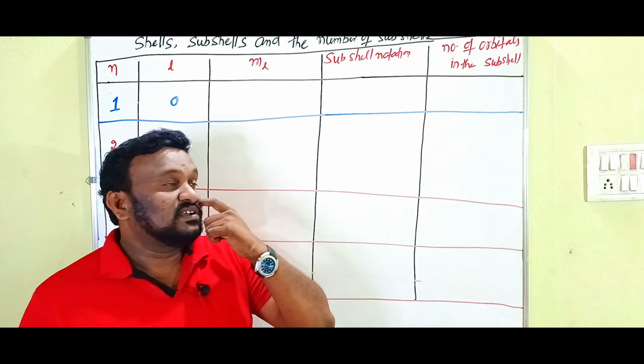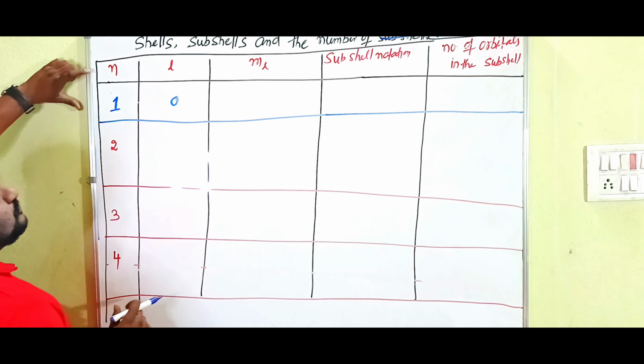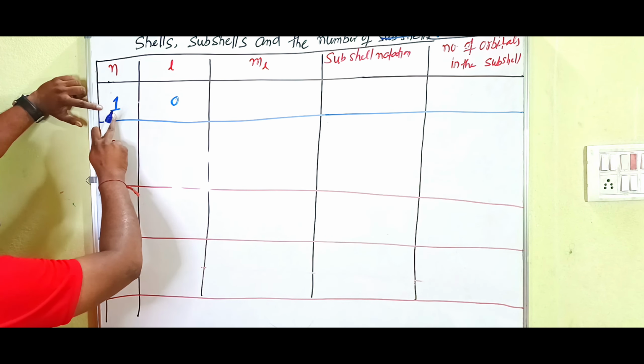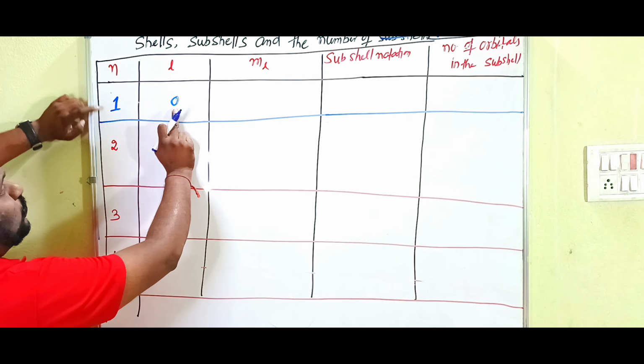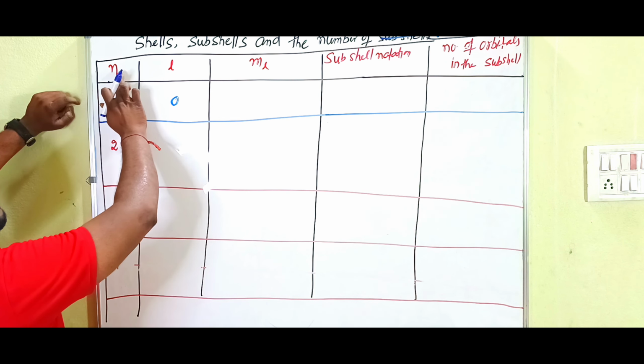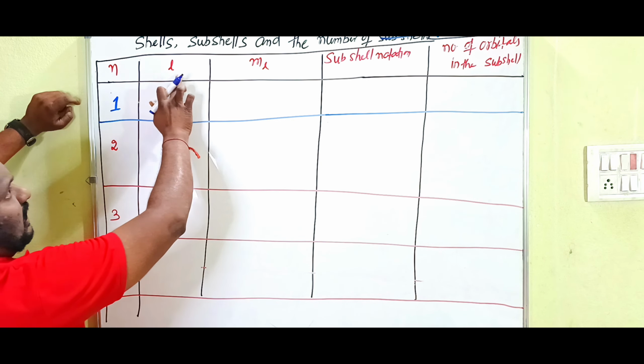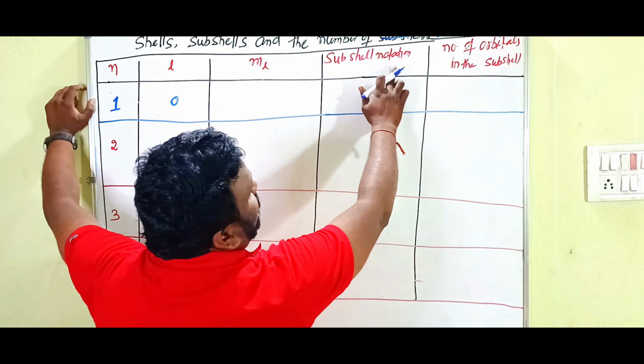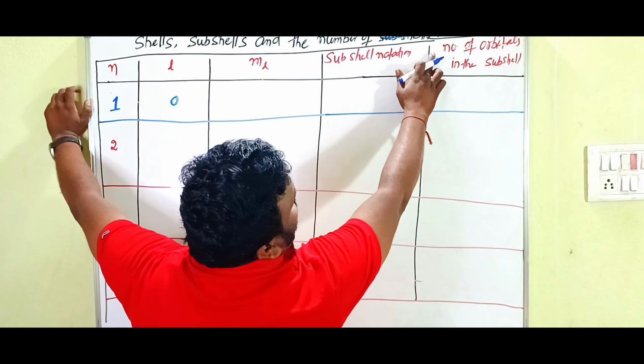Watch very carefully. Shells, subshells, and the number of orbitals in the subshells. Look here. When n value is 1, what is it? L value is 0. Before going to explain this, you have to observe the headings of the columns: n, l, ml, subshell notation, and number of orbitals in the subshell.